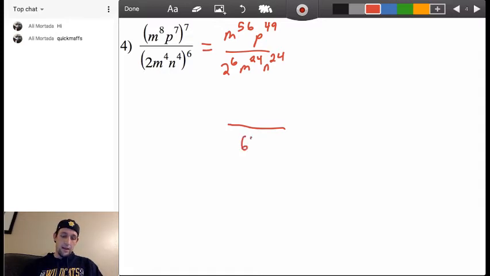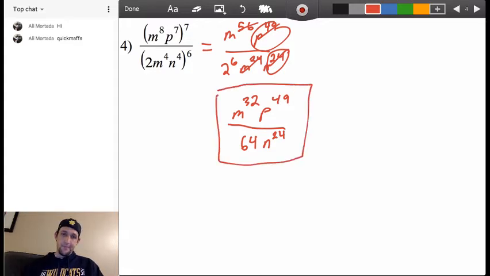And then on top, 24 and 24 are going to cancel out. So that is 32 left. And 24 and 24 cancel. Oh, wait. Almost made a mistake. Almost went on autopilot. Sorry. Different variables. Those do not cancel. Those will actually both stay there. So it's still p to the 49 and n to the 24 we will leave on the bottom. Almost made a mistake. Saved myself. Got a little lucky.